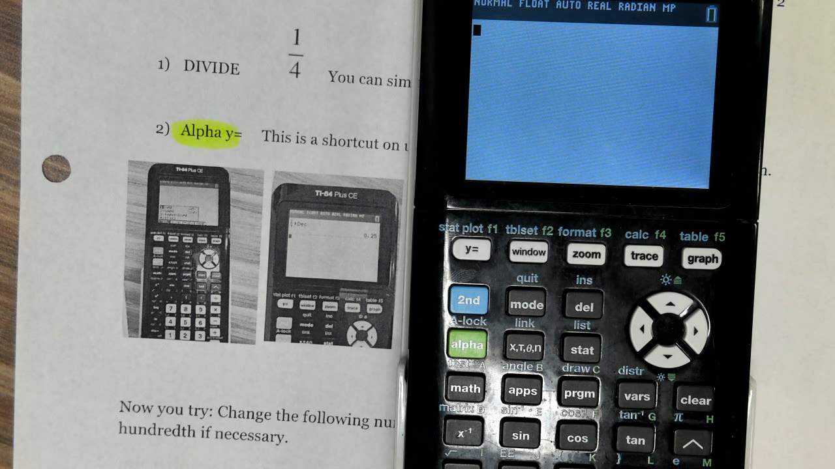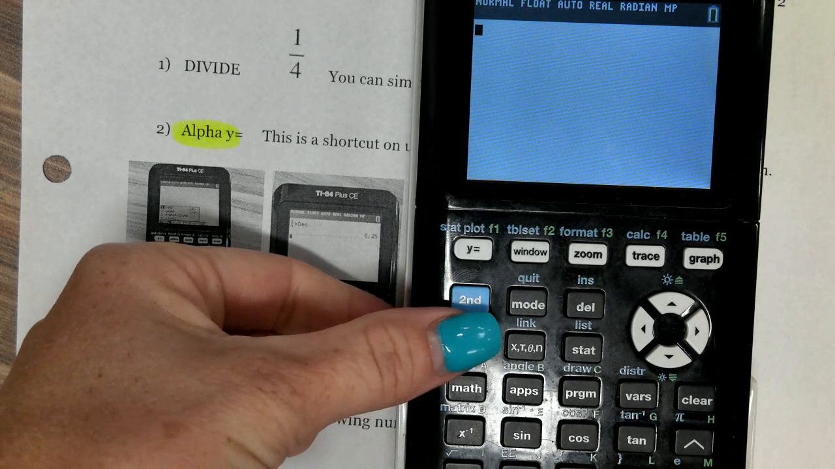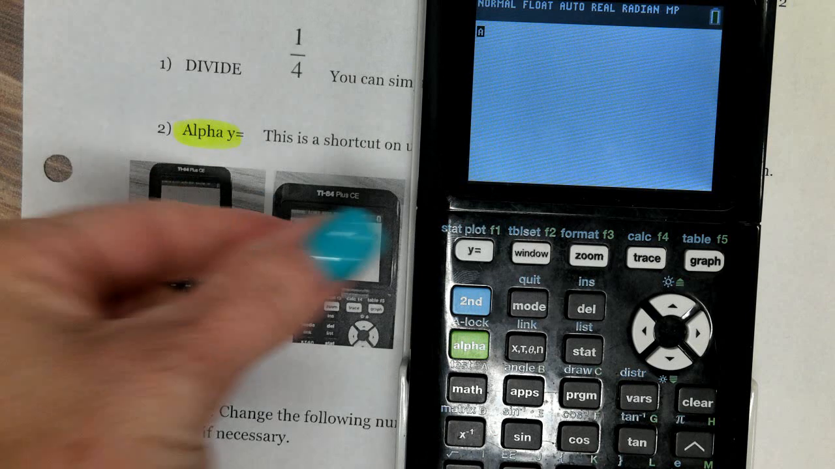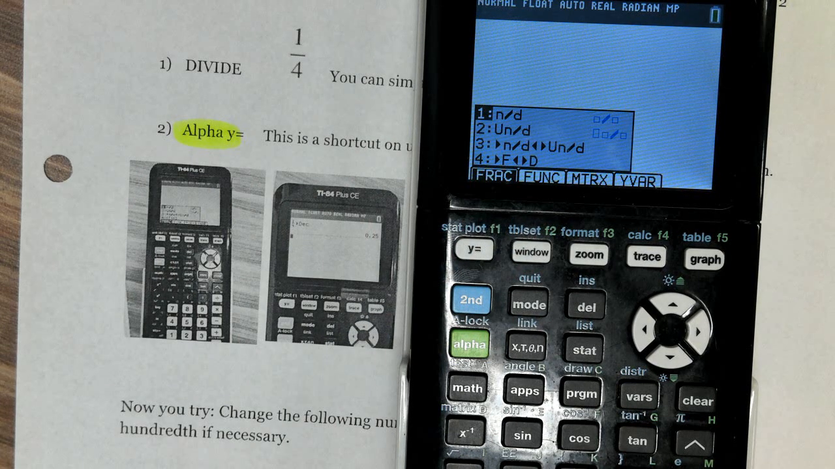All right, so alpha y equals. Hit clear. Let's do it again. Clear your screen. Okay, what am I going to push to get a fraction? I just said it. What am I going to push to get a fraction? Alpha, green button, 1 time. Y equals 1 time.